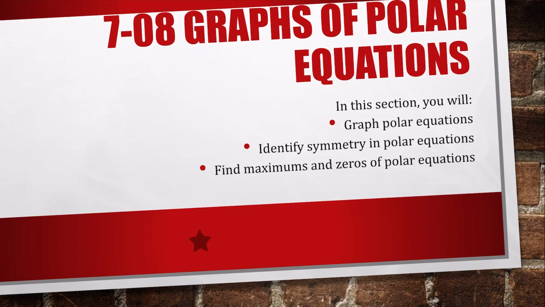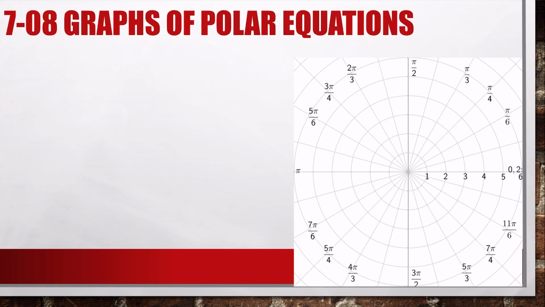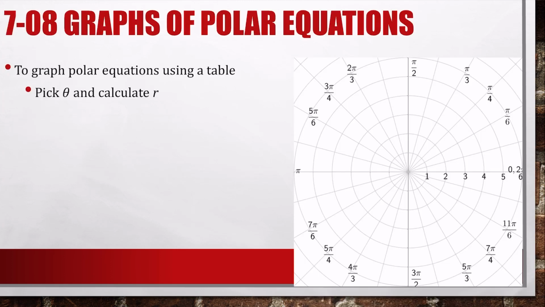Lesson 7-8, Graphs of Polar Equations. To graph a polar equation, you make a table. This table is unique in that you pick the second variable, you pick theta, and calculate r, because our equations are usually set up to be r equals something with theta.